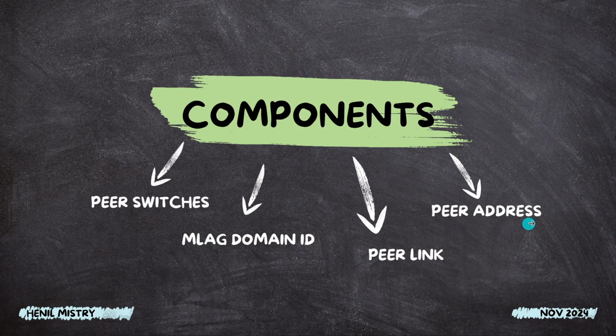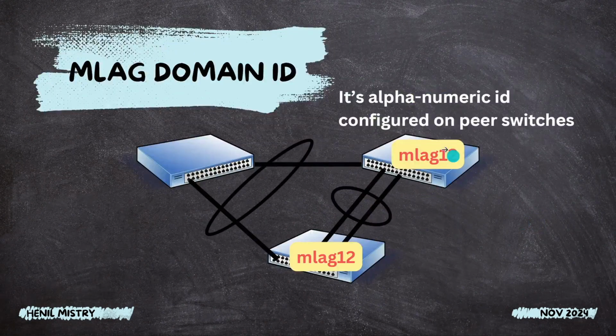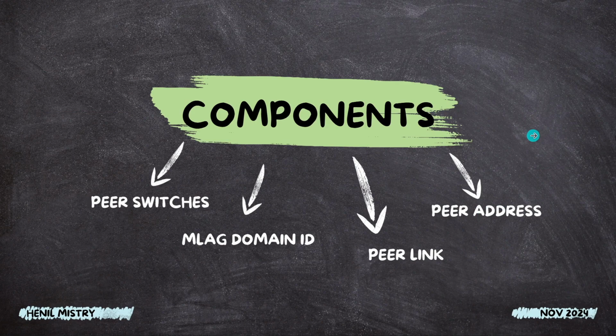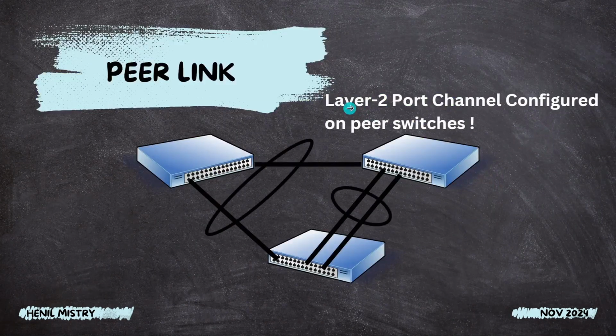Now the second one is MLAG domain ID. Basically it's an alphanumeric ID configured on peer switches. So let's say we configure MLAG 1, 2 or any combination of alphabets and numerics that you want. The third one is peer link. Basically the layer 2 port channel configured on peer switches is called the peer link. In this case, this port channel that you see over here is the peer link.